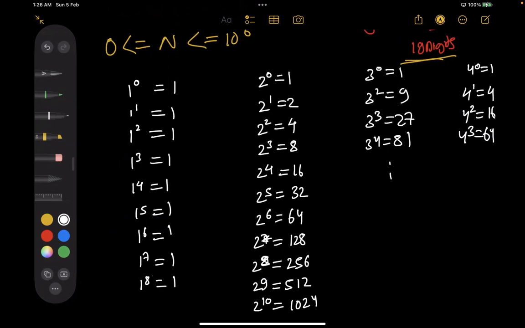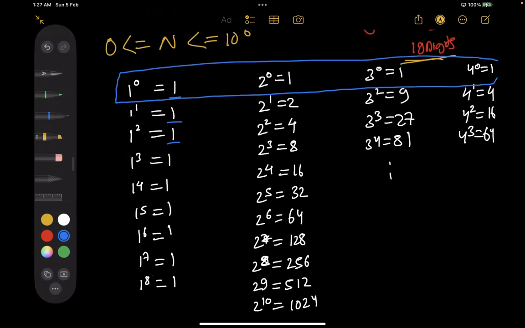Now here what you have to look at carefully is the last digit. Okay, the last digit of all x power 0, always the last digit will be 1, right?